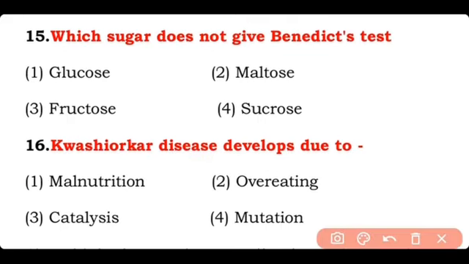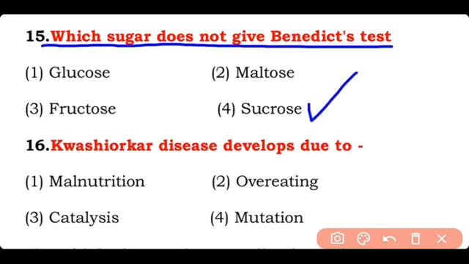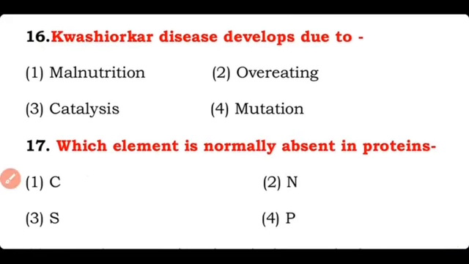Question number 15. Which sugar does not give Benedict test? Glucose, maltose, fructose, sucrose. So correct answer is option 4. Benedict test is used to detect the reducing sugars, while sucrose is a non-reducing sugar, so it is not detected by Benedict test.